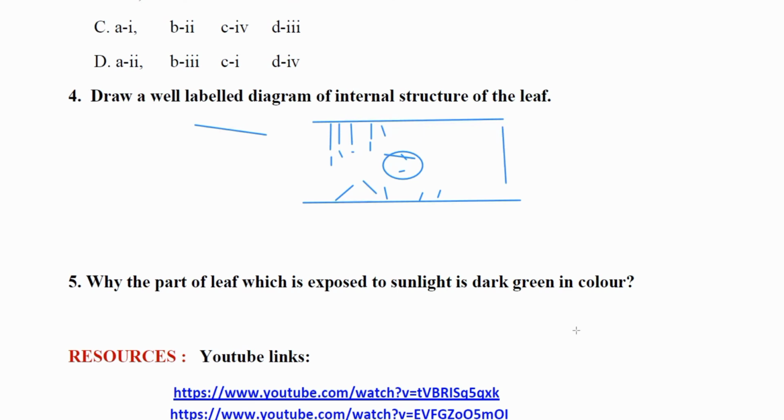Because of reflecting the green light, the plants are green in color. That is what you have to keep in your mind.